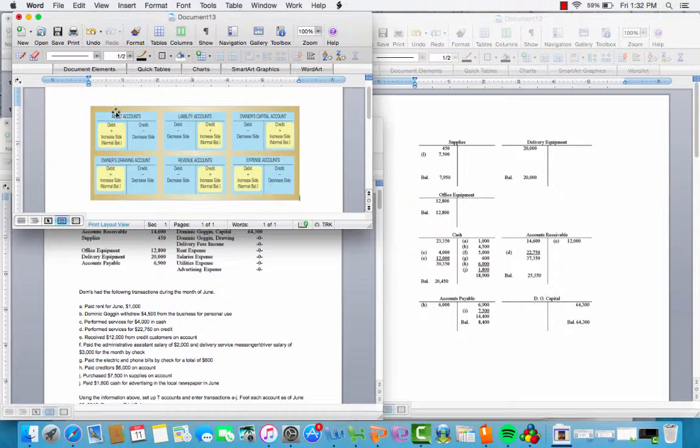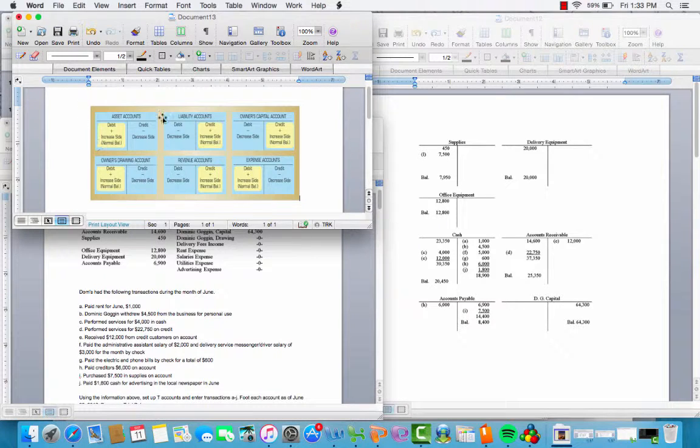So we can see over here, this is a really important page from your book. This is near the end of chapter 3. And it shows you how to utilize T accounts. It shows you for each individual account what happens, what side gets increased, what side gets decreased.